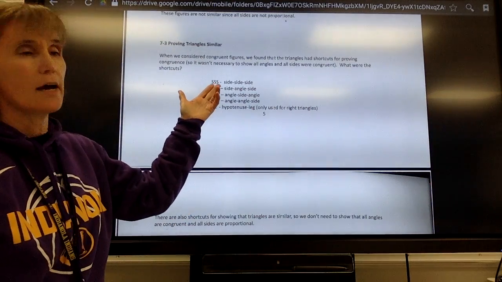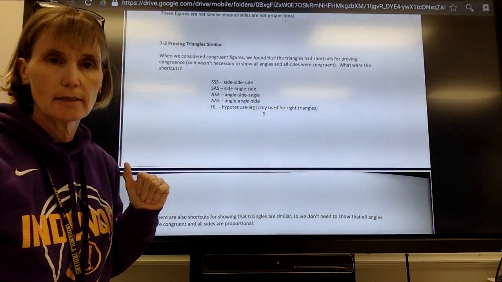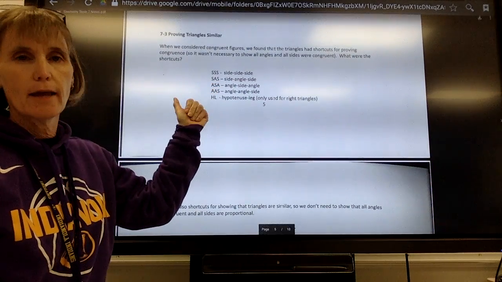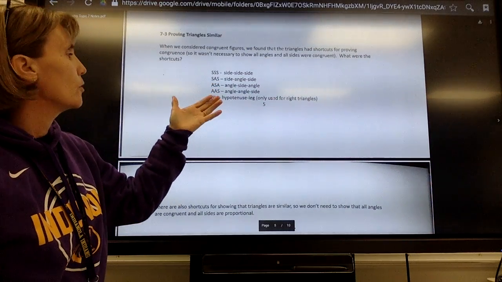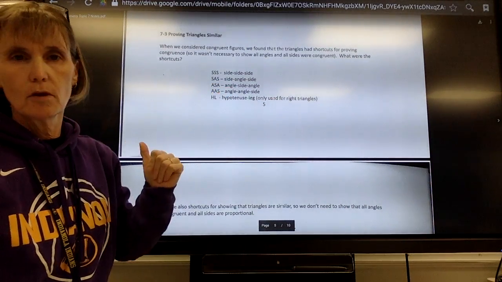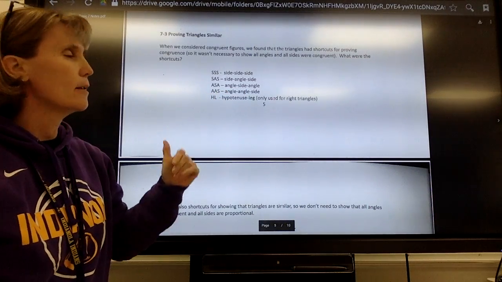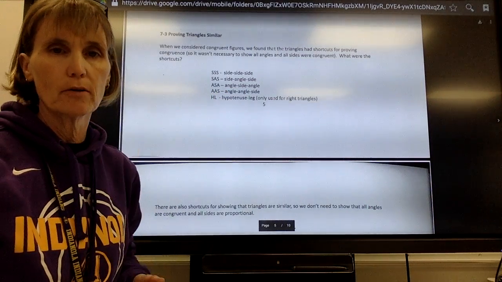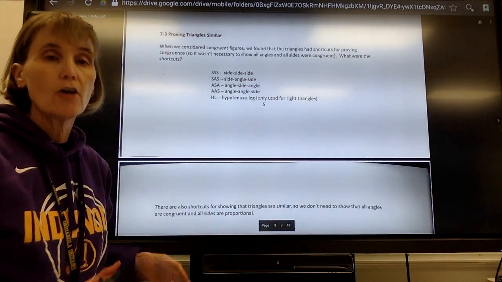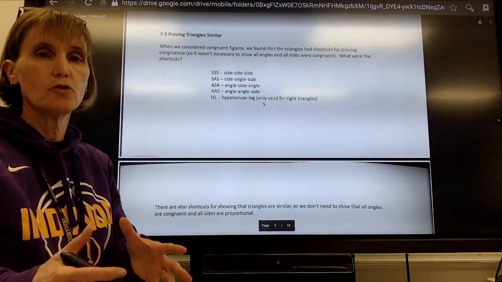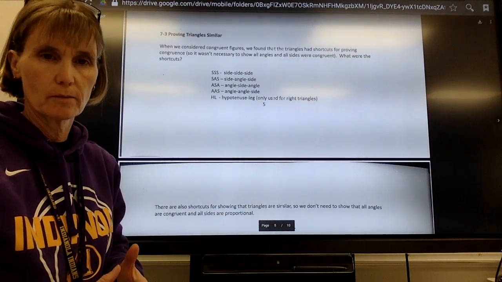We used the side shortcut, SSS. We used the side angle side shortcut. We used angle side angle. We used angle side, and we used the HL, the hypotenuse leg. Do you remember those? Those were the shortcuts used to prove congruence.